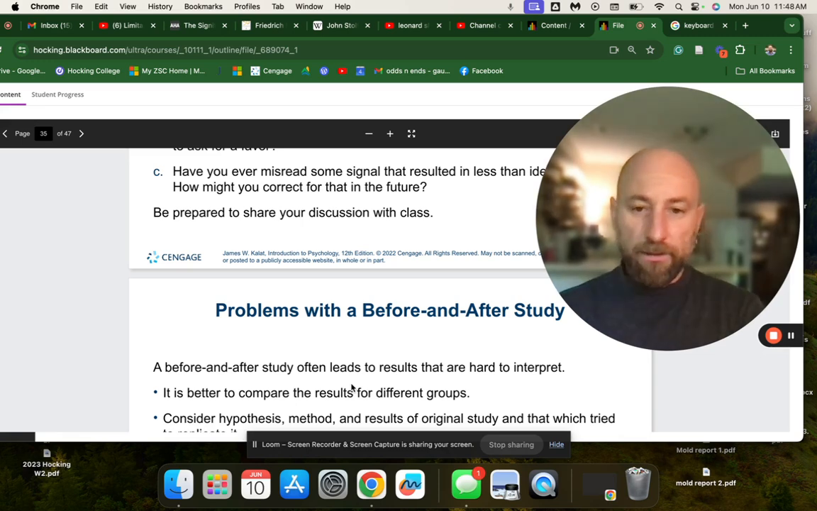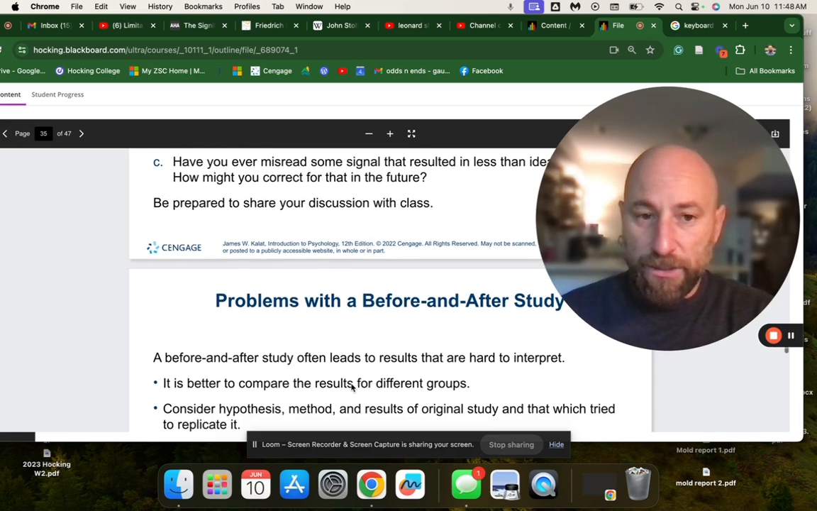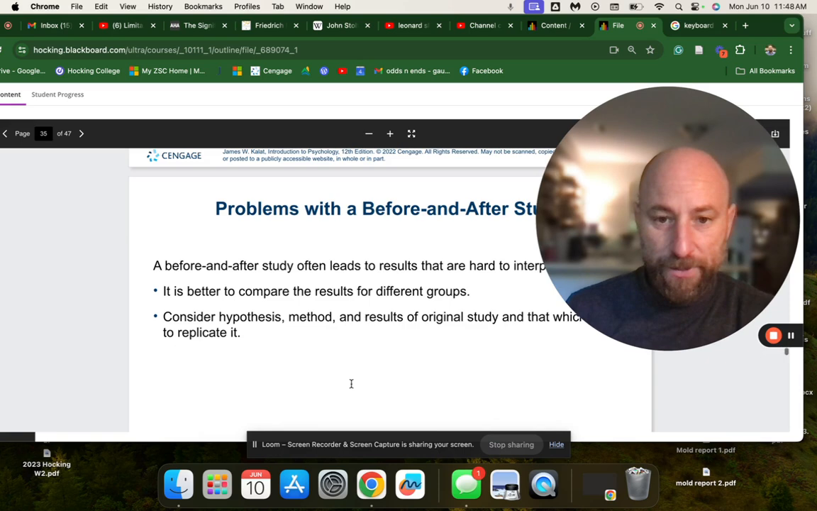Sometimes you can go back and forth: antidepressant, no antidepressant, antidepressant, no antidepressant. You can have a participant go through these different cycles. There are advantages and disadvantages to doing it both ways.